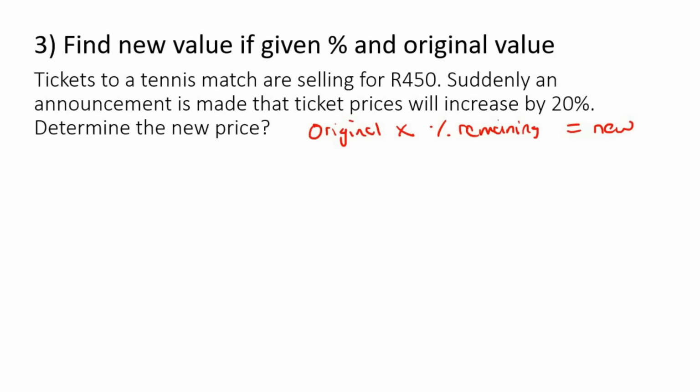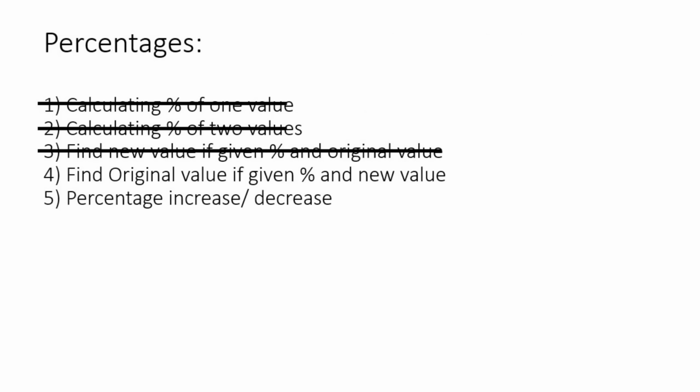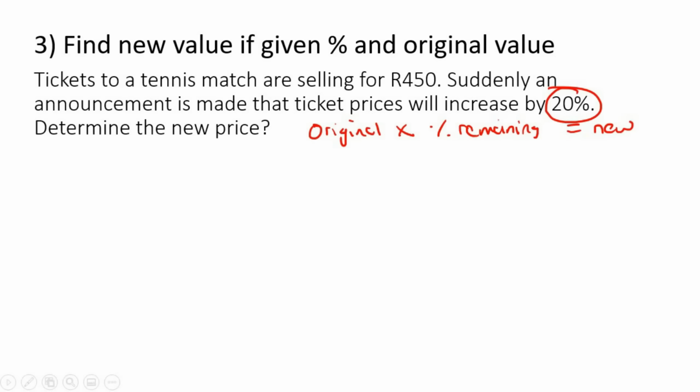So, tickets to a tennis match are now selling for 450 Rand. Okay, so that's the original price. Suddenly, an announcement is made that ticket prices will increase by 20%. Determine the new price. You could definitely work out 20% of that number and then add it to that number. But that is causing you to develop bad habits where you always think you need to use this number, and then when we go on to section number 4, you're going to get confused. I keep repeating that, but it's because I've seen this a lot.